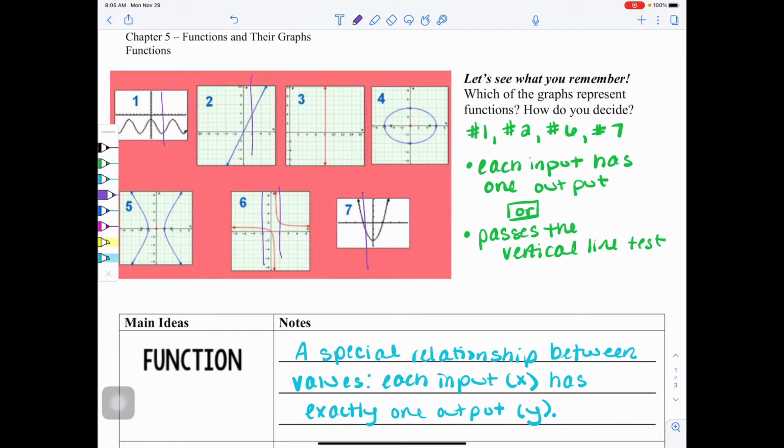When I go to try to do that for number 3, the vertical line lands right on top of the graph in number 3, so it intersects everywhere. They're the same exact. Here you can see it intersects twice. Here's an example of it intersecting twice, which is why those ones are not functions.